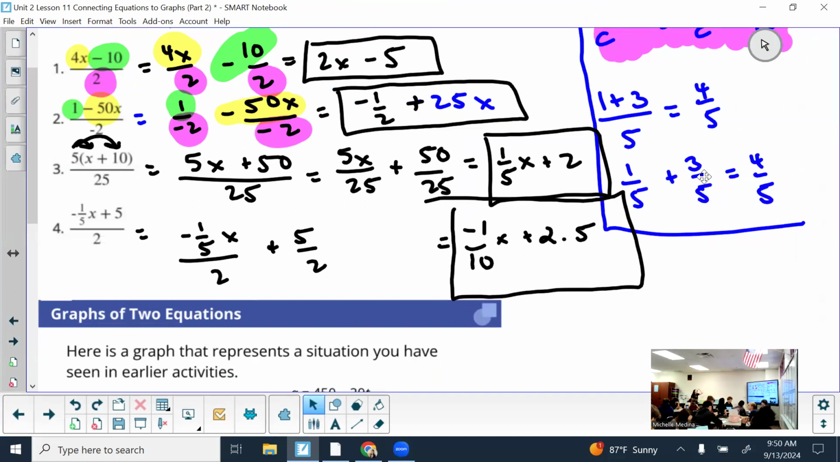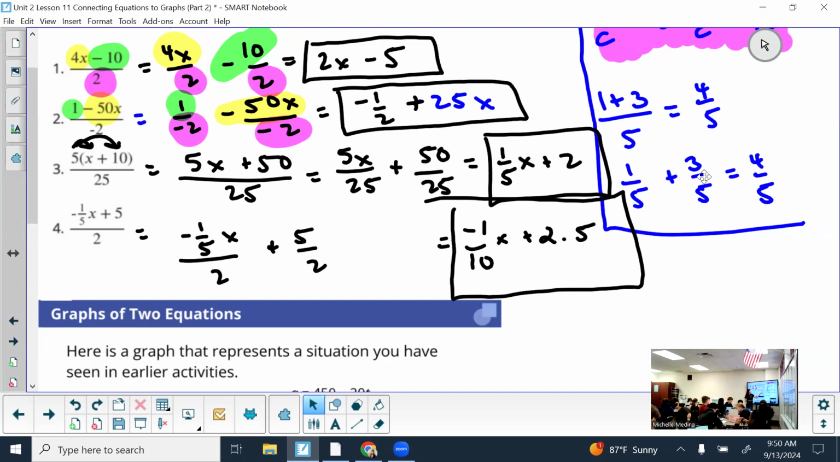So hopefully you're recognizing that these formats look familiar. What do they look like, from middle school? It looks like y equals mx plus b.